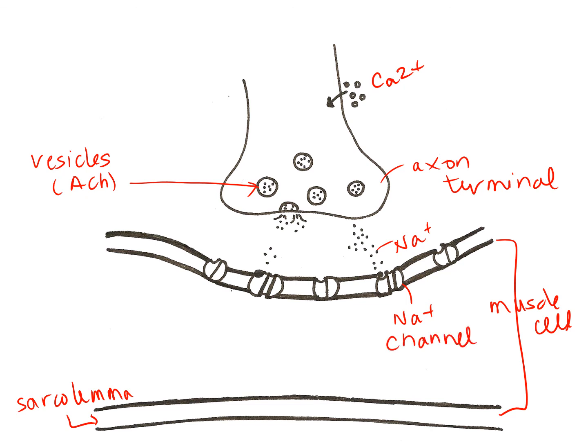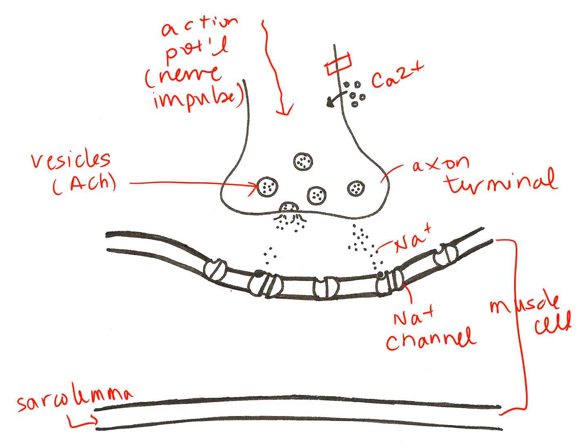All right, so along comes a nerve impulse. It travels down this axon terminal. I'm going to go ahead and label that as our action potential or nerve impulse. Same thing, okay? And that action potential triggers opening of calcium channels. And I'm just going to draw one right here. It's going to be like a little doorway. And so these calcium ions can come into this cell.